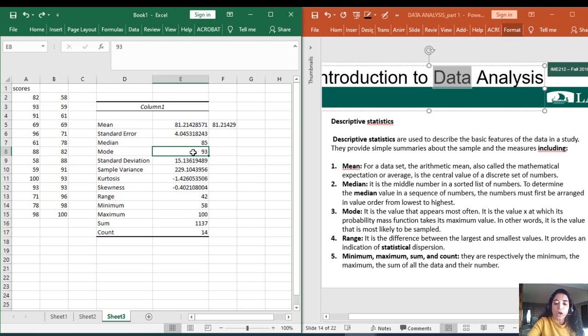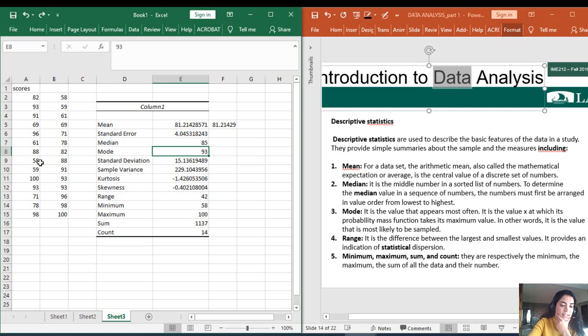Now what is mode? Mode is basically the value that appears most often. It is the value x at which the probability mass function takes its maximum value. In other words, it is the value that is most likely to happen. Like here, guys, what is the grade that happens twice or more than twice?